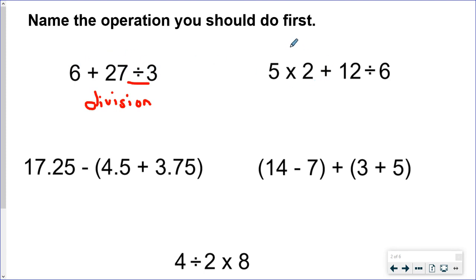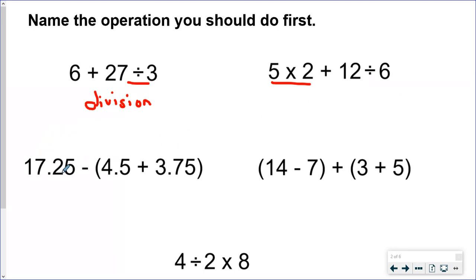Let's come on over here to this one. I have 5 times 2 plus the 12 divided by 6. So I have 3 of them. I have a multiplication, I have an addition, and I have a division. If you remember from the previous page, you should notice I have multiplication and division. So whenever you have those two, you should always do whichever one comes first. So what operation would you do first? In this case, we would do the multiplication. I'm not going to write that because it's just going to take too long.